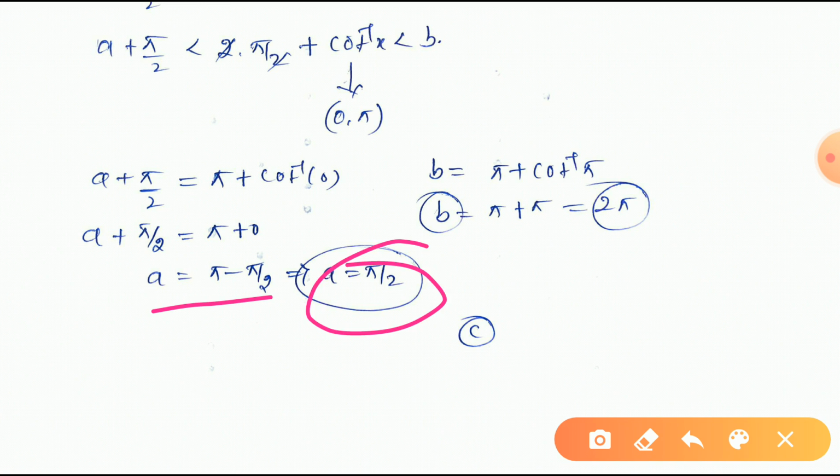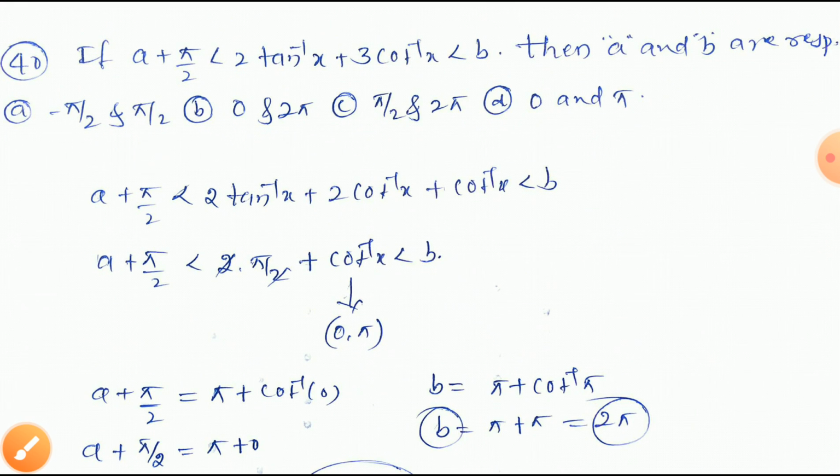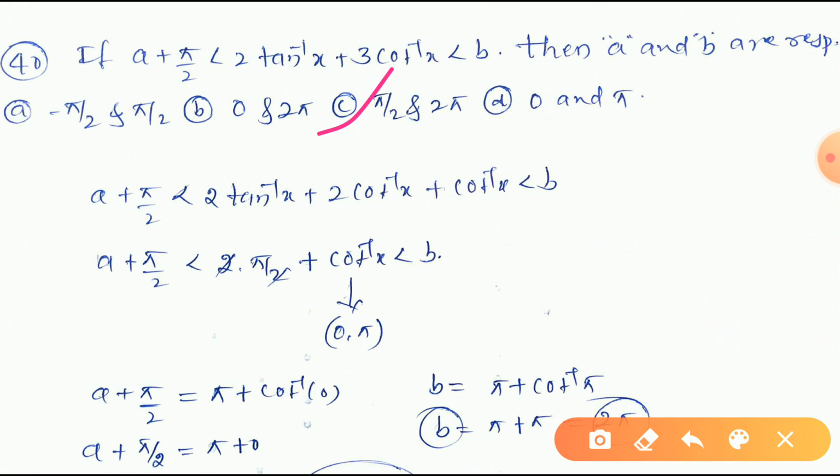Similarly, take x is equal to π, b is equal to π plus cot inverse of π, sorry, cot inverse of π. This value becomes π. π plus π is equal to 2π. Therefore b is equal to 2π. Therefore the right choice of this question is C, that is π/2 and 2π.